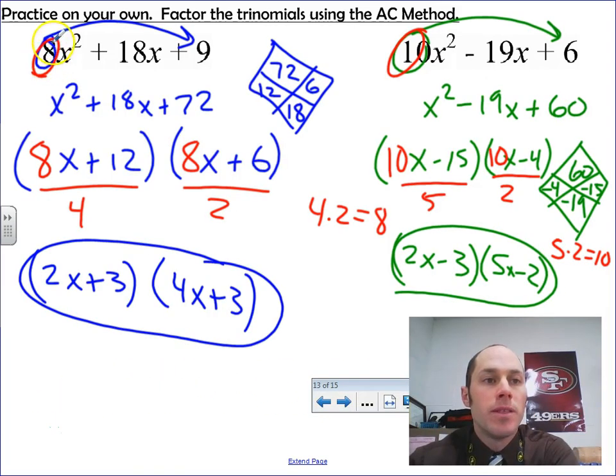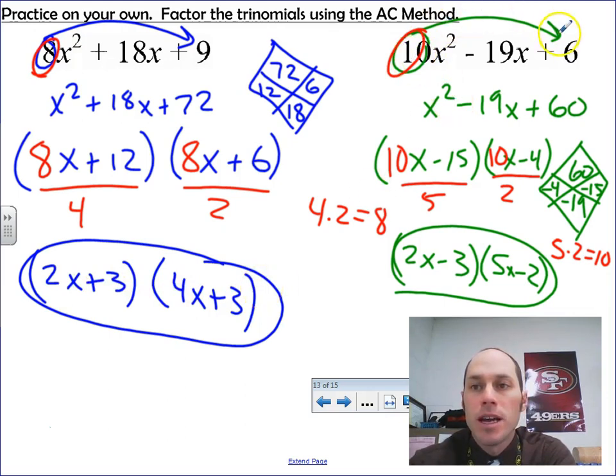So first one, I multiplied the a by the c. 8 times 9 is 72. So I had to get a product of 72, sum of 18, so I used 12 and 6. So I had x plus 12, x plus 6. I had to put that 8 back in so that I could divide it out. Divide 4 from the first term, 2 from the second term. Now that left me with 2x plus 3 times 4x plus 3.